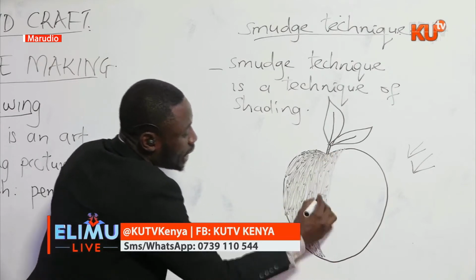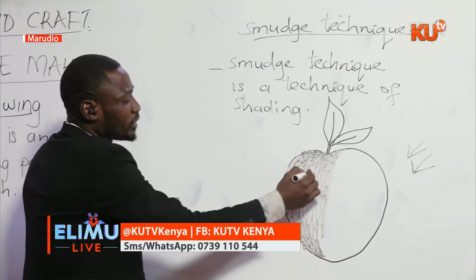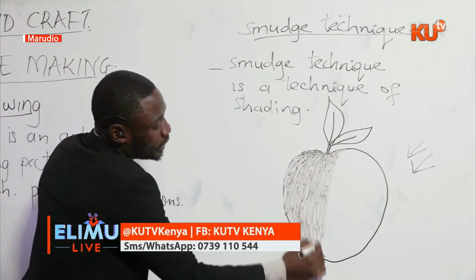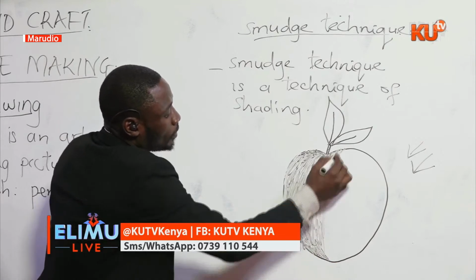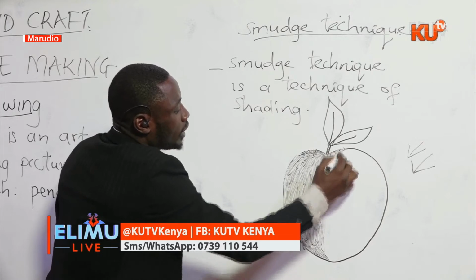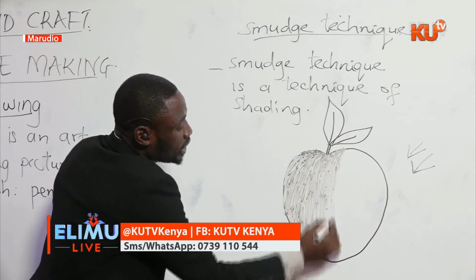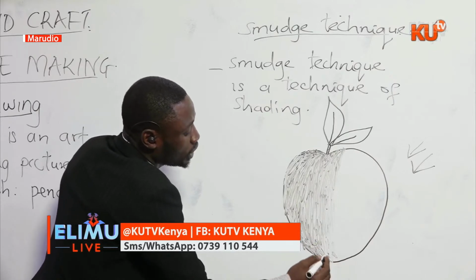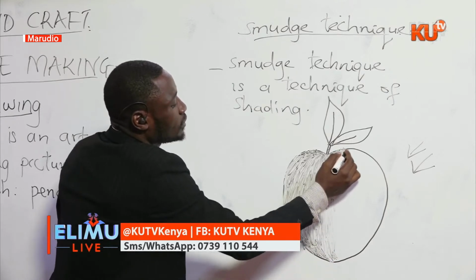So as you shade the darker part, make sure you press your pencil so that it appears darker. As you move towards the lighter side, you shade it lightly. Hold your pencil loosely so that the other side appears lighter.